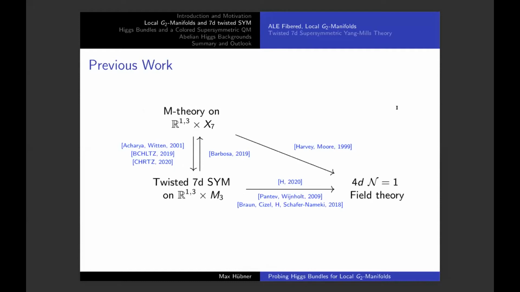At the top, we have M theory on this local G2 manifold, X7. Reducing along the ALE fibers, one finds a twisted 7-dimensional super Yang-Mills theory on M3. Compactifying on M3, one finds the 4-dimensional field theory we are interested in. It was at the beginning of this century that Acharya and Witten were the first to notice that the supersymmetric three spheres I just showed you are relevant in determining the superpotential in 4 dimensions.